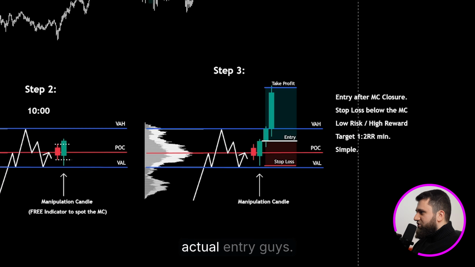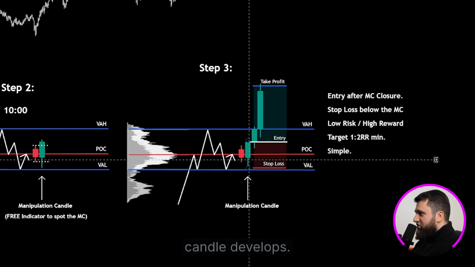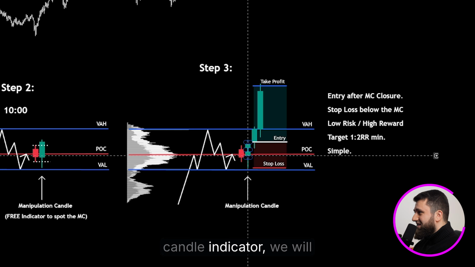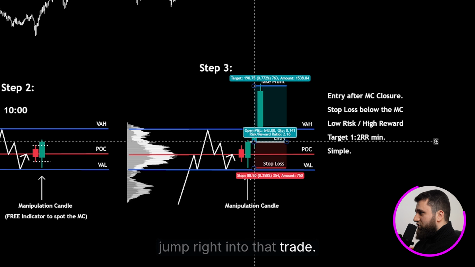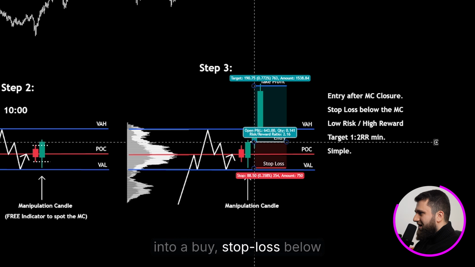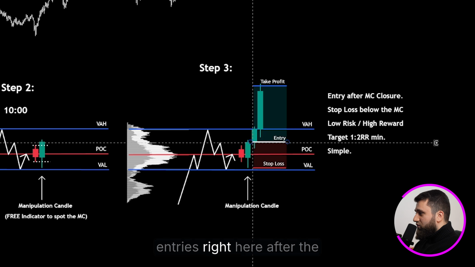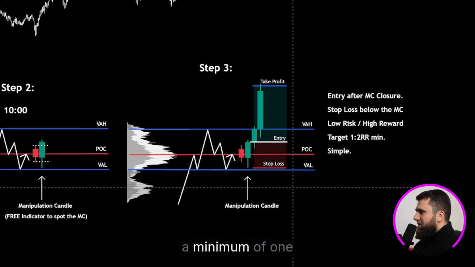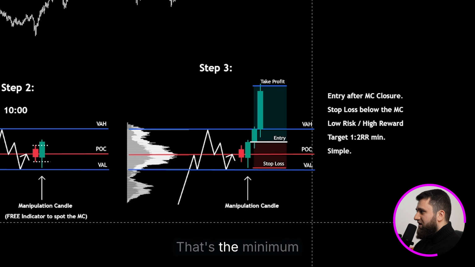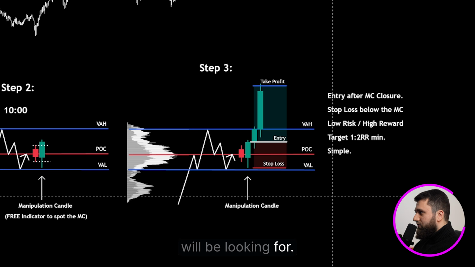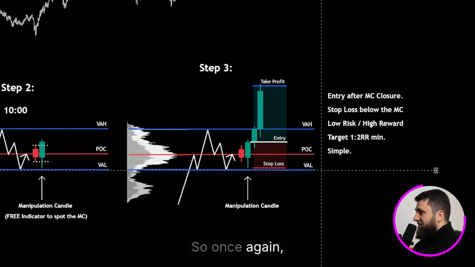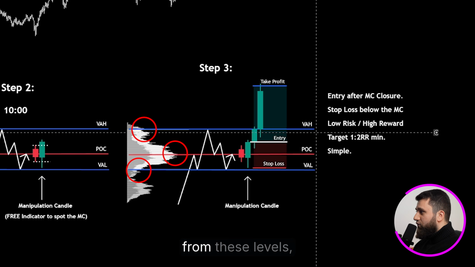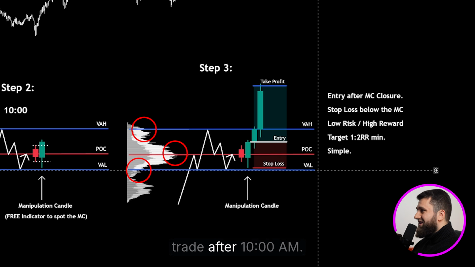Step 3 is the actual entry, guys. So once the manipulation candle develops and we get the alert from the manipulation candle indicator, we will jump right into that trade. So in this case, we will get into a buy, stop loss below, entries right here after the manipulation candle closure, and we will target a minimum of 1 to 2 always. That's the minimum risk reward that we will be looking for. Very simple. So once again, value area low, point of control, value area high. Any manipulation candle from these levels, we will take that trade after 10 a.m.